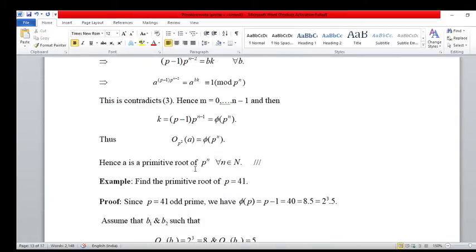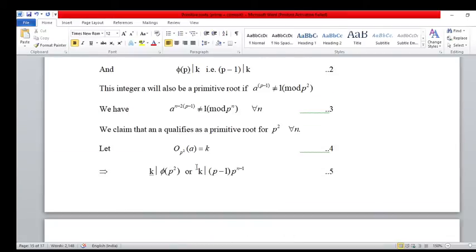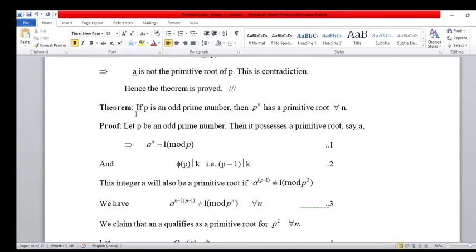Now the third theorem. If p is an odd prime, then p raised to the power n has a primitive root for all n. Proof. Let p be an odd prime number, then it possesses a primitive root.